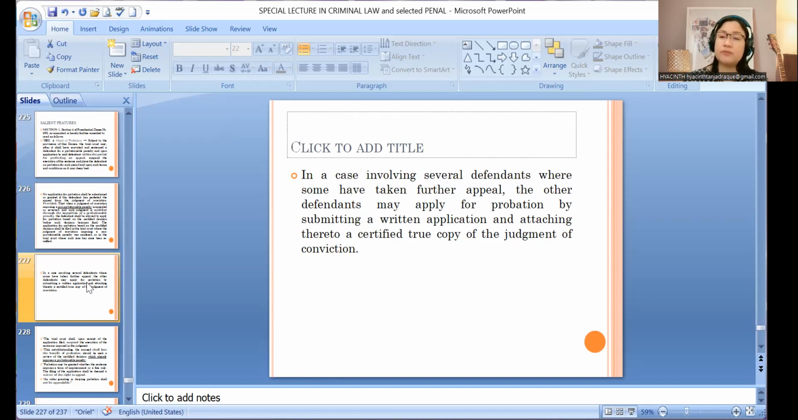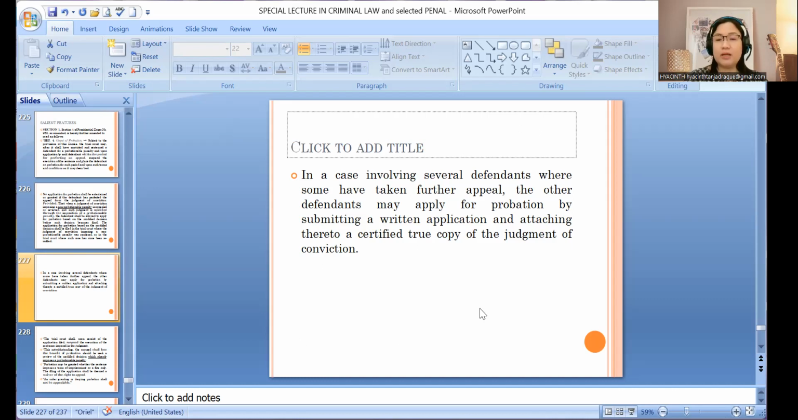So those accused who do not want to appeal may apply for probation if the penalty imposed by the trial court is probationable. He will not be barred or prevented from applying for probation because one of the accused filed an appeal. Okay? It is personal.